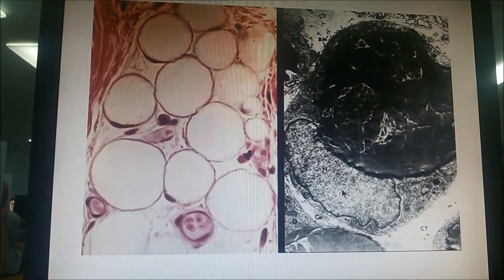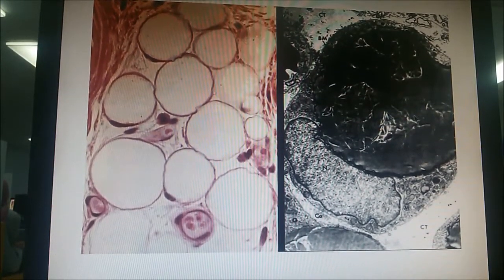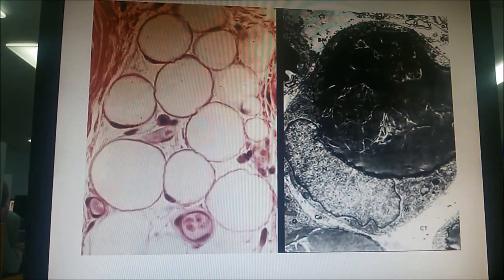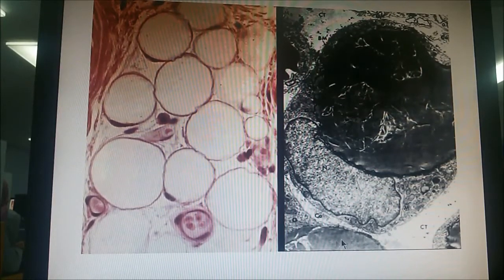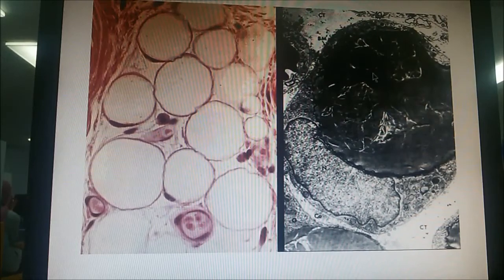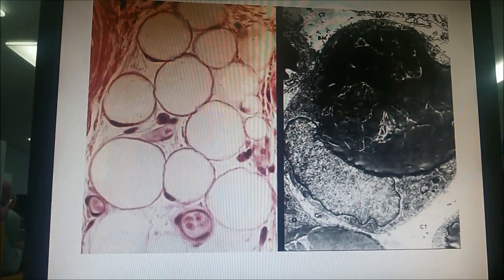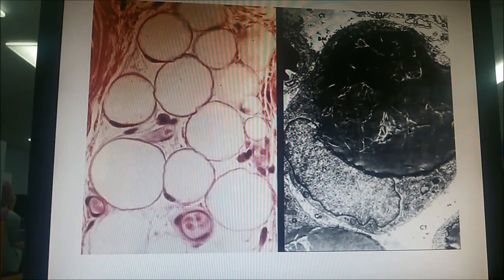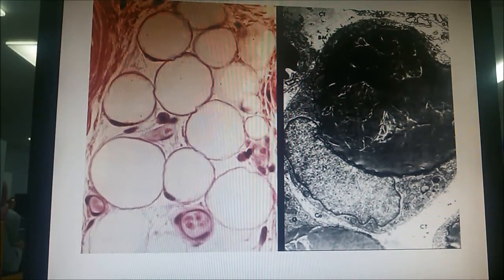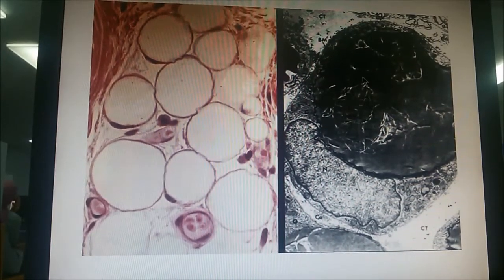You can see over here in this cell, here's the nucleus, peripheral. In the cytoplasm you see this large droplet. This is the lipid droplet. One single large lipid droplet that pushed the nucleus to the extreme periphery. This structure is filled with lipids, right? What is the chemical name for the lipids? Triglycerides. Excellent. It's filled with triglycerides.